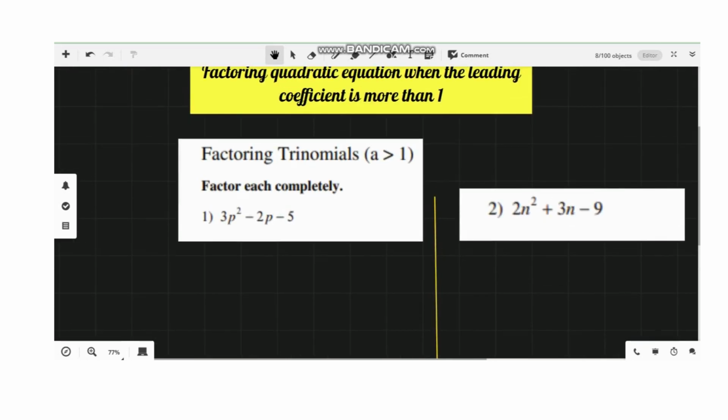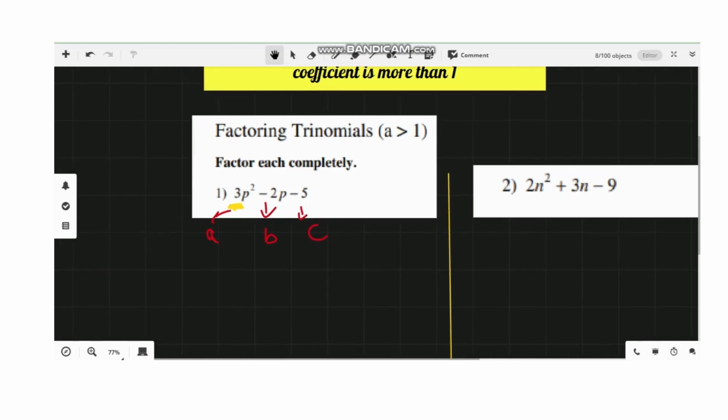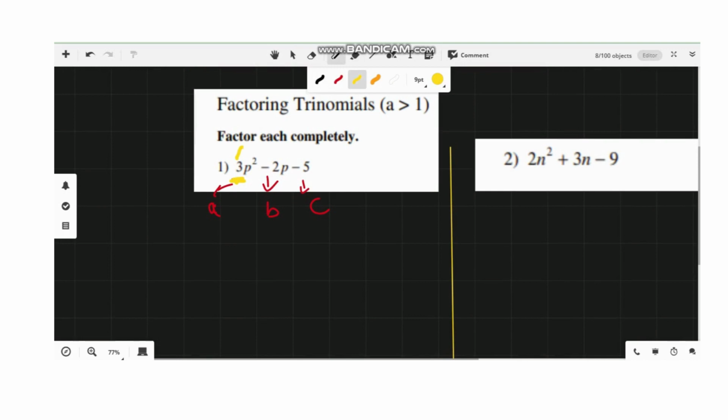So we already know the standard form of the quadratic equation, in which the first term represents a, the second term represents b, and the third term represents c. Whenever the a value is more than 1, as you can see in this equation, how do we factor it? You have to multiply a times c. a is 3, and 3 times negative 5 equals negative 15.